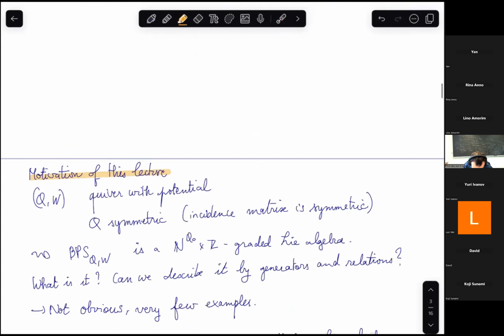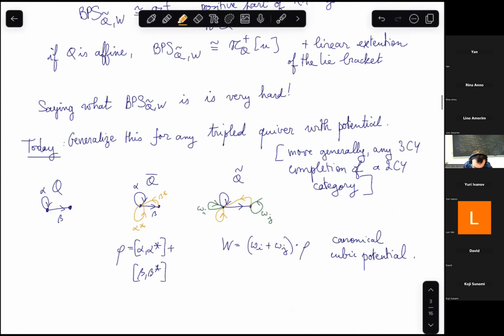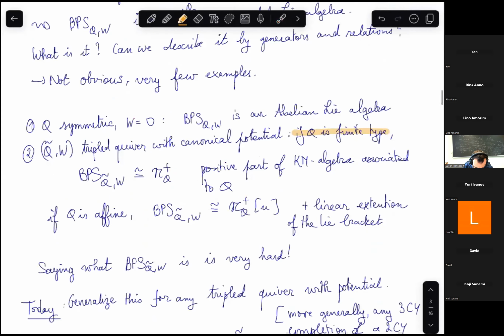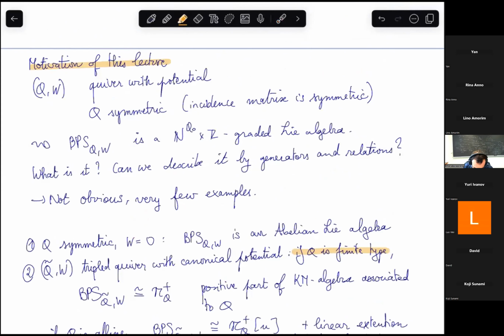Okay, so I had prepared a slide of motivations for today. I already mentioned part of this. So if you take a quiver with potential, Q is symmetric, which means that the incidence matrix is symmetric, there is a way to produce a Lie algebra. It's graded by the monoid of dimension vectors for the quiver, and you have a cohomological grading, because everything sits in the cohomology, critical cohomology.